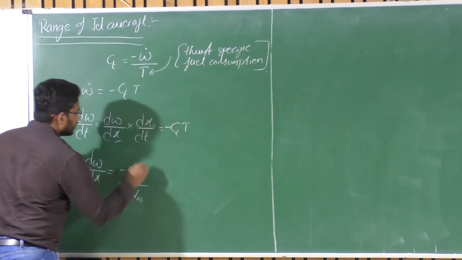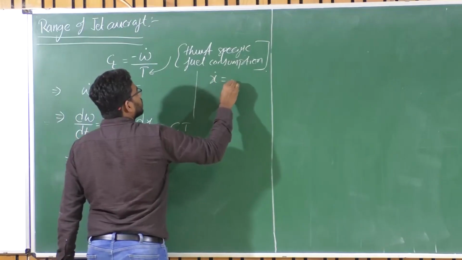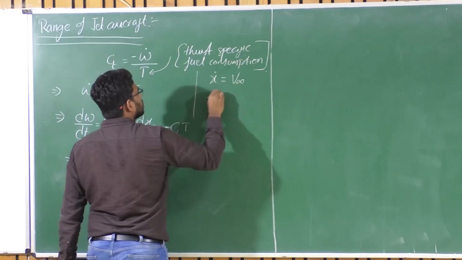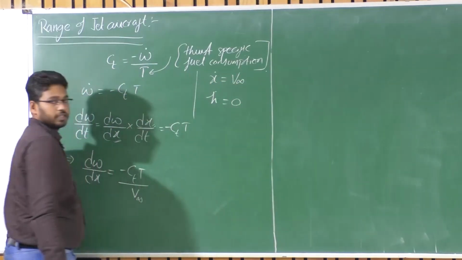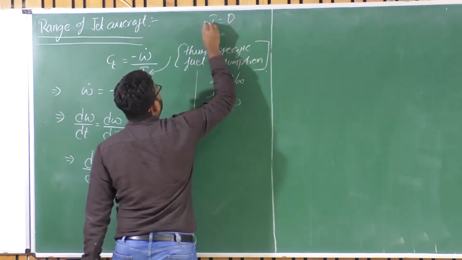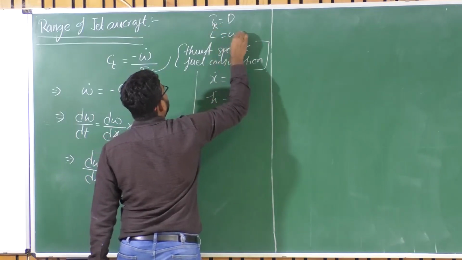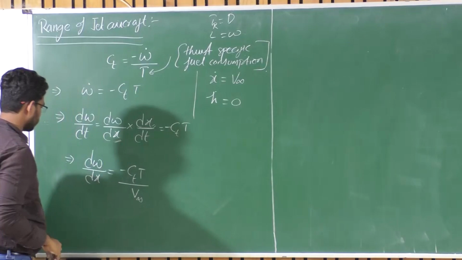What is dx by dt? It is nothing but x dot. We have already defined x dot equal to V infinity, and h dot is 0 for level flight conditions. And we also have T equal to D, thrust required is drag, and L is equal to W.